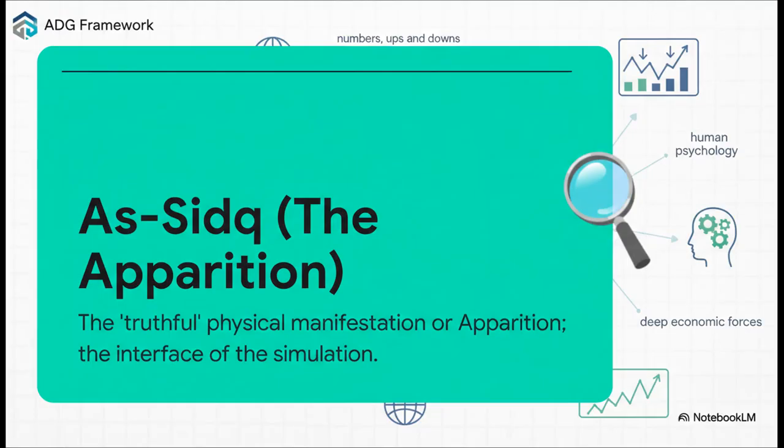Okay, so this framework has a name for the reality we can see and touch. It calls it the apparition, or ACID. It's basically everything that's observable, everything we can measure. The stock market ticker analogy is perfect here. The ticker is 100% truthful, right? It tells you the numbers, the ups and downs, but does it tell you why the market is crashing? Nope. It doesn't show you the investor fear, the algorithms, the global news. That ticker, that's the apparition. It's the surface level fact, but it is not the whole story.